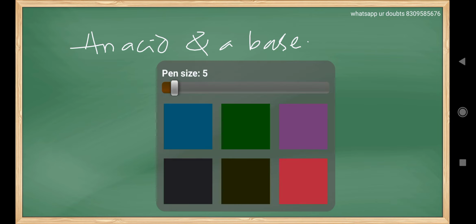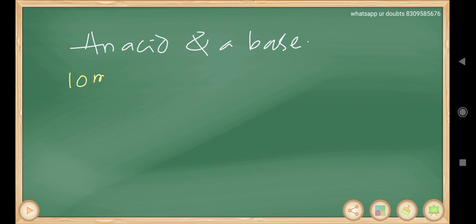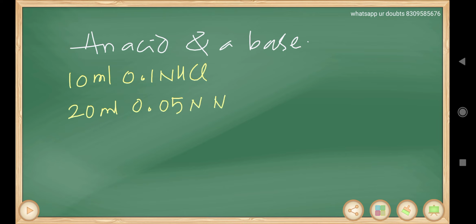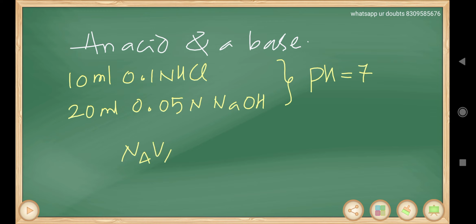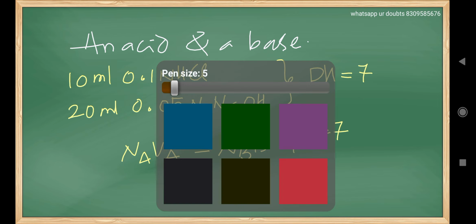For example, 10 ml 0.1 HCl mixed with 20 ml 0.05 NaOH. If it is given like this, what will be the pH? What you need to check is just to see NaVa or NbVb value. NaVa means that is for acid. NbVb means that is for base. If NaVa is equal to NbVb, pH is equal to 7. That is neutral. Let's check in this case what actually happens.